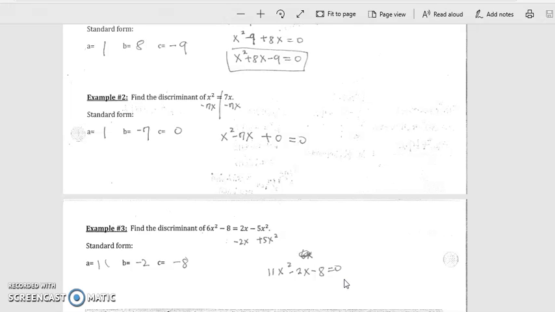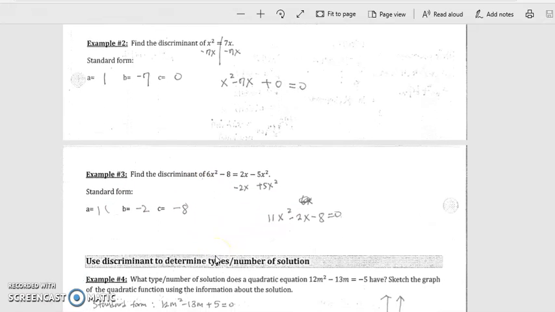Again, to go ahead and do your discriminant, you're going to have B squared, so -2 squared, minus 4 times A, which is 11, times C, which is -8. So you're going to have 4, and then -4 times 11 times -8. That should be getting you 356. Again, positive, two real solutions.